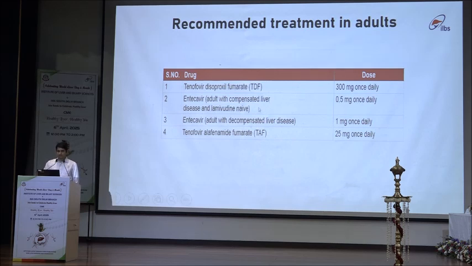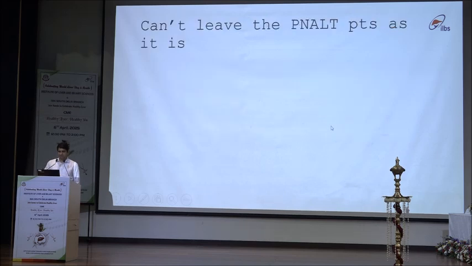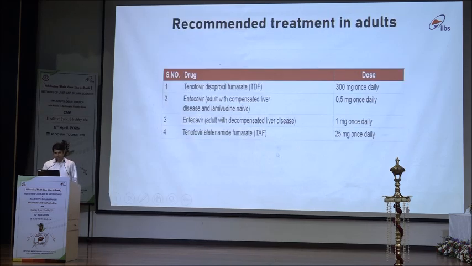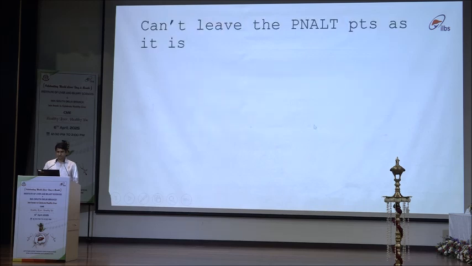Entecavir in compensated cirrhosis is 0.5 milligram once a day. In patients with decompensated liver disease, it should be given at 1 milligram once a day. And tenofovir alafenamide gets highly concentrated in the hepatocyte, so it requires a lower dose, that is 25 milligram once a day.